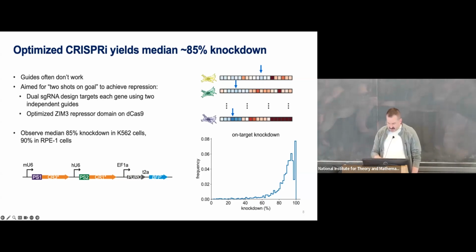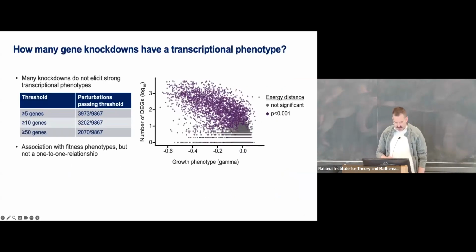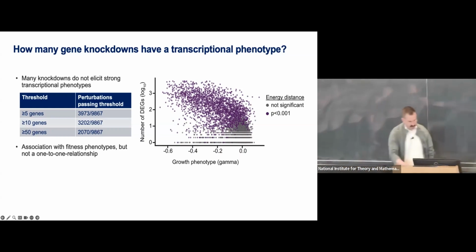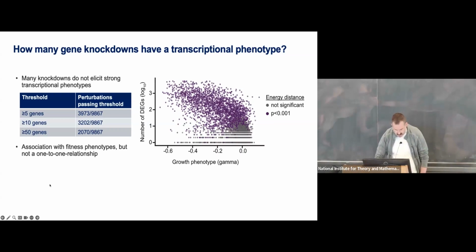So then we get to the question of how many actually have a transcriptional phenotype. And this is where it starts to get a little bit murky. I'm showing several different measures of phenotype here. Okay, the laser pointer doesn't work. This is the growth phenotype that we have for all of these guides. You can see some of these are essential genes. They have a depletion phenotype. That's why it's negative. This is the transcriptional phenotype.